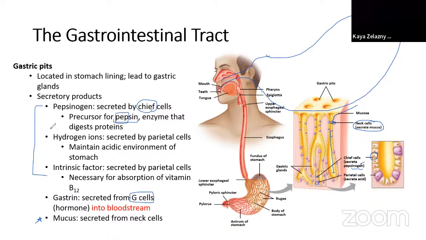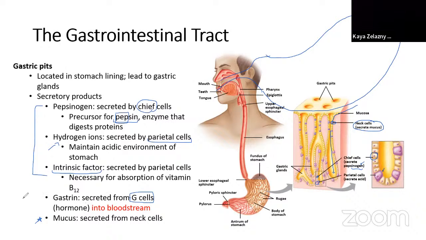The other two things in this list are made by the parietal cells, the purple ones. Our parietal cells are where the acidity is coming from. The parietal cells are producing hydrogen ions, which maintain that acidic environment of the stomach, which is actually necessary to activate some of our enzymes. And then the parietal cells are also secreting something called intrinsic factor, which we use to absorb vitamin B12. So that's a really specialized enzyme, I suppose we can call it.